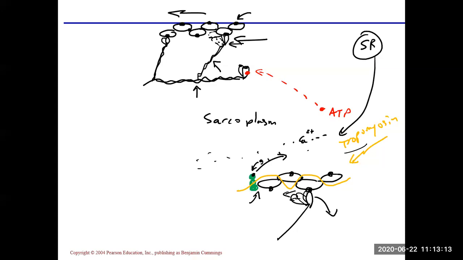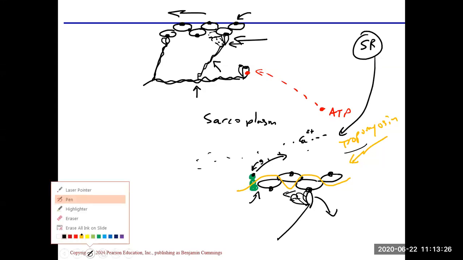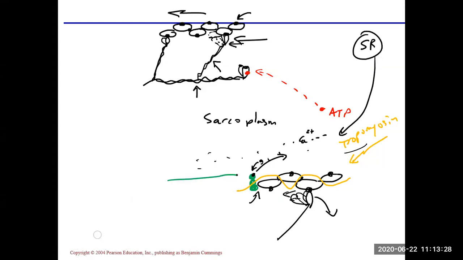Now that you understand this activity, we're going to put it in a step by step and take a look at exactly what happens. By the way, this green-like structure is called troponin. Calcium can bind to troponin, and as a result of that, tropomyosin can move.